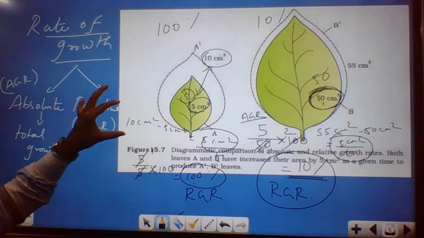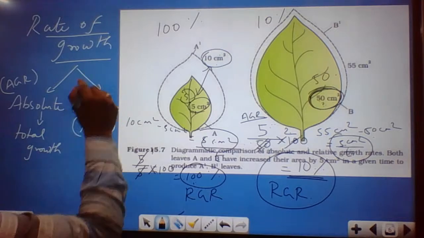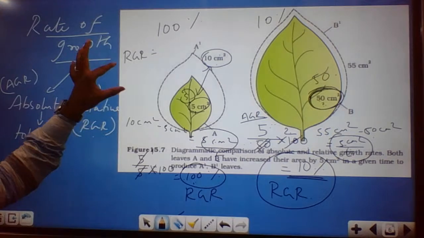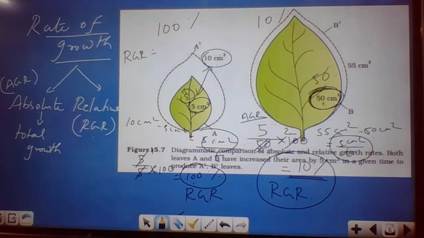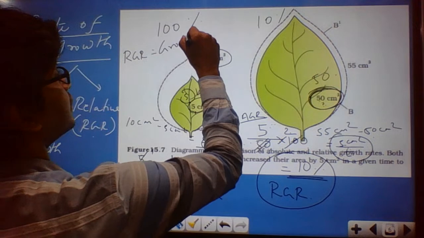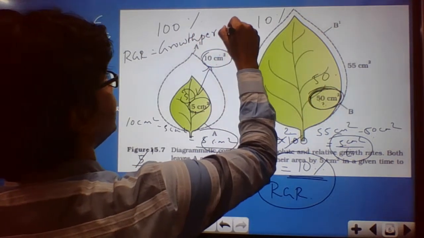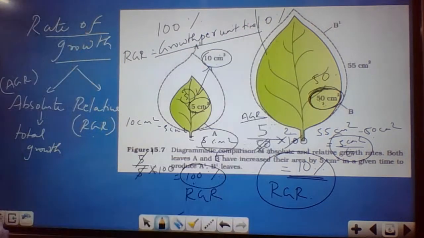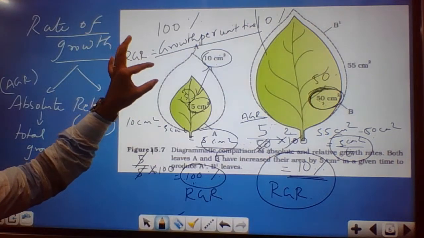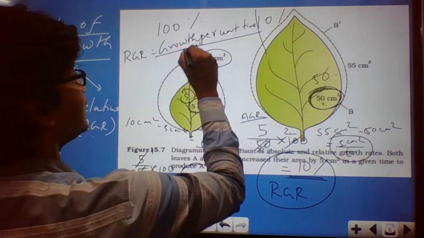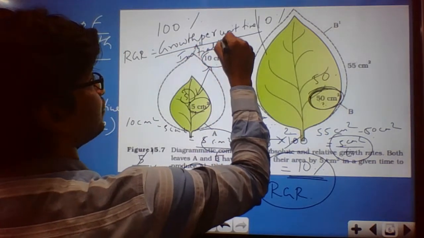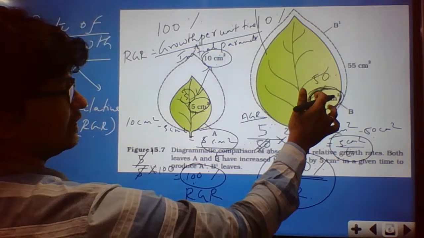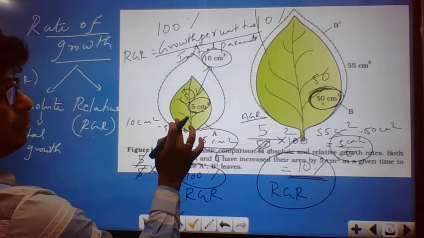In terms of the formula for relative growth rate, RGR is growth per unit time divided by the initial parameter. What is the initial parameter that we're talking about? This one, right? That 50 or this 5. This is the initial parameter.